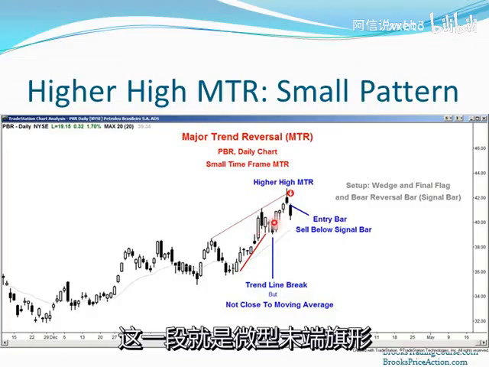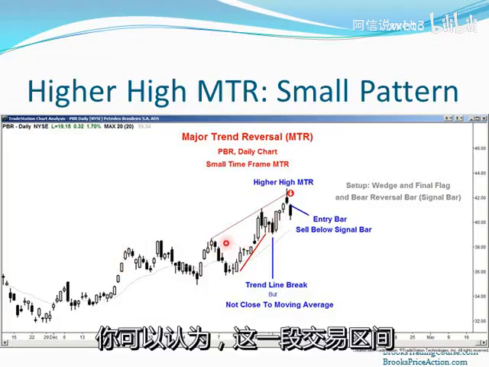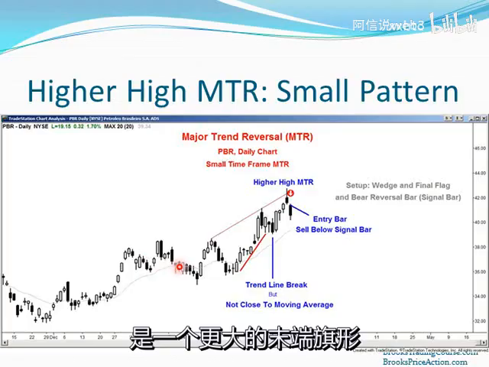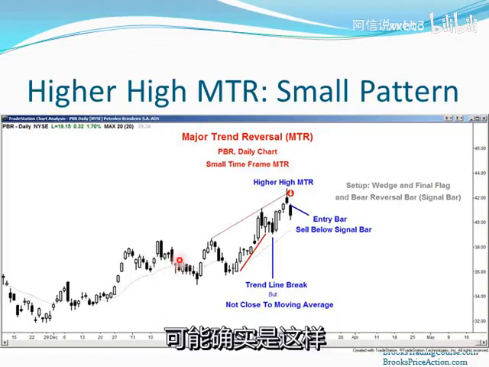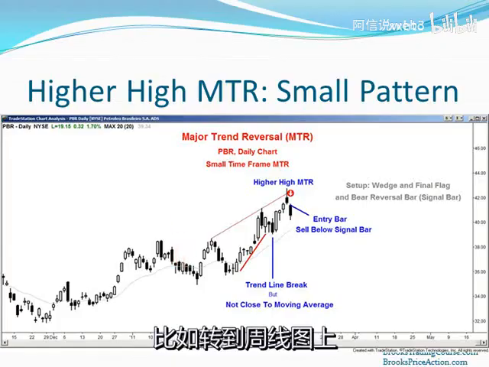And this would be the small final flag. You could argue that this trading range is potentially a larger final flag, and it probably is on a higher time frame chart like a weekly chart.